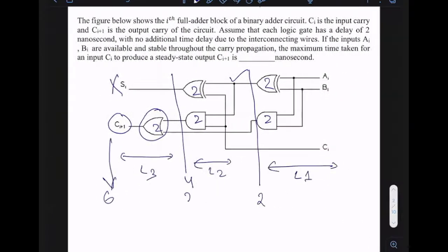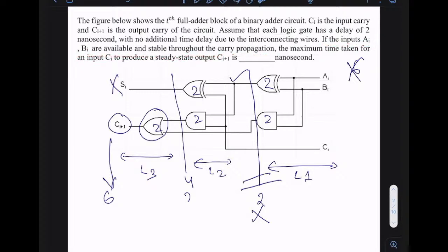So generally we say the answer is 6 nanosecond, right? But 6 is the wrong answer. So in this case, this delay should be ignored. Why should this delay be ignored? Because of this particular statement which I am highlighting repeatedly: the input AI, BI be available and stable throughout the carry propagation.